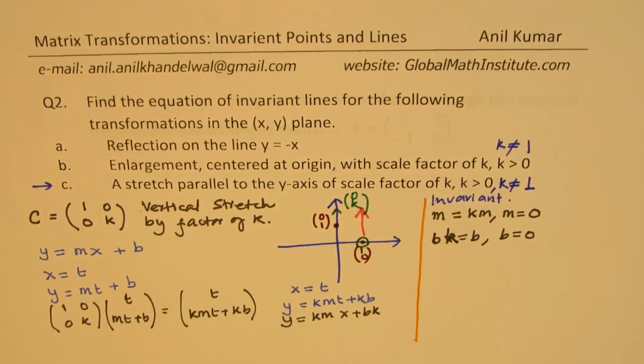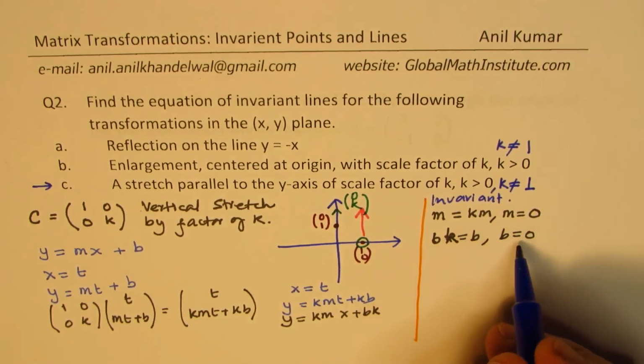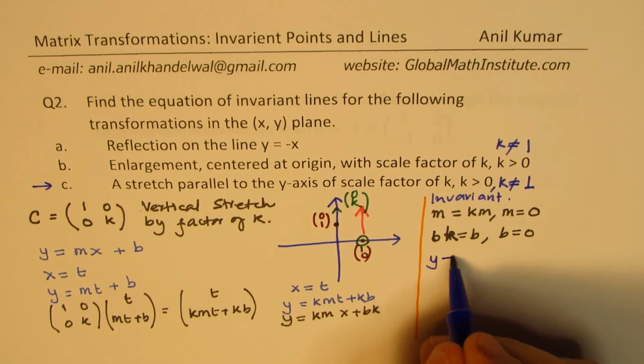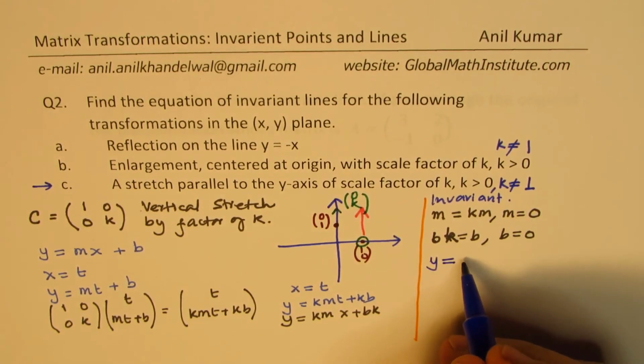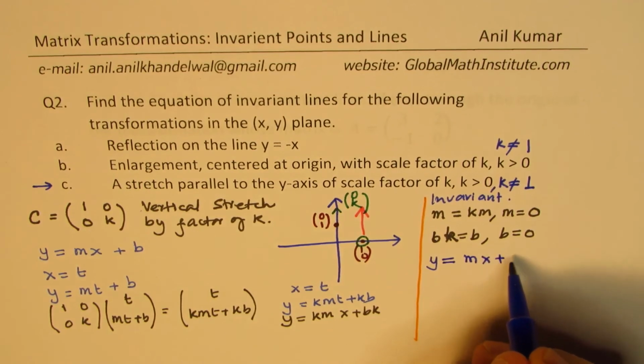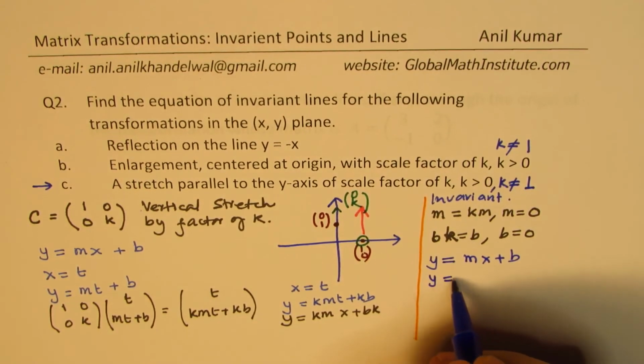So what you notice here is that m equals 0 and b equals 0 will be the second condition. Correct? Okay. Now, if m is 0, in that case, what do we get? We get y equals 0, right? So if I put these conditions into y equals mx plus b, we get the condition that y equals 0.